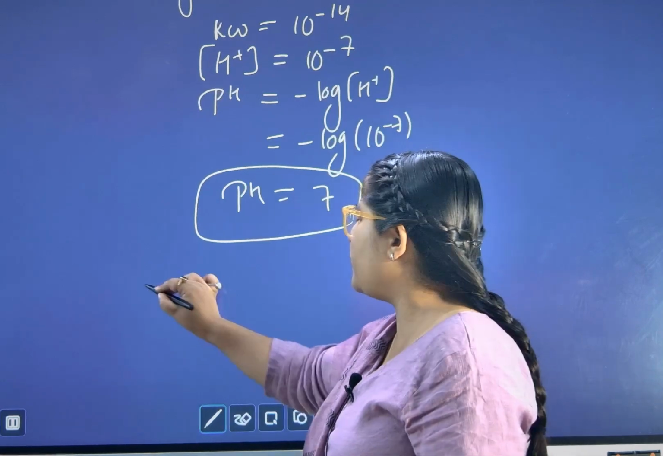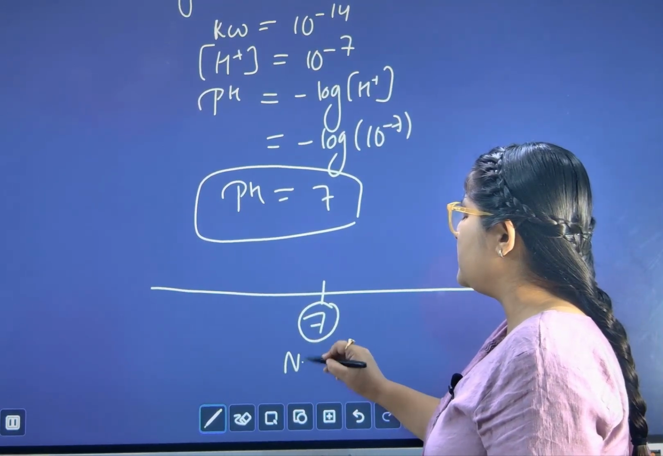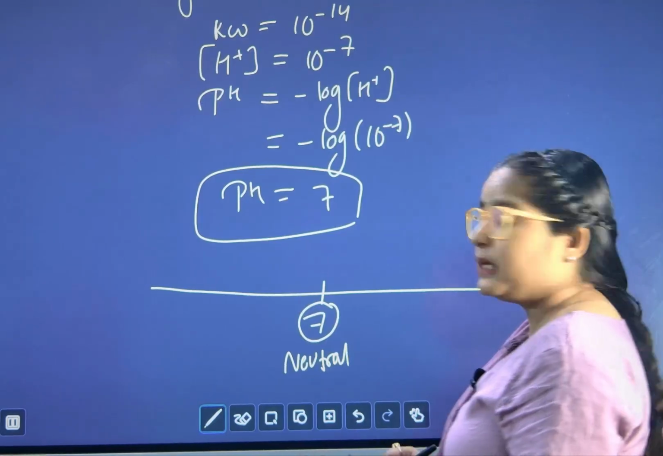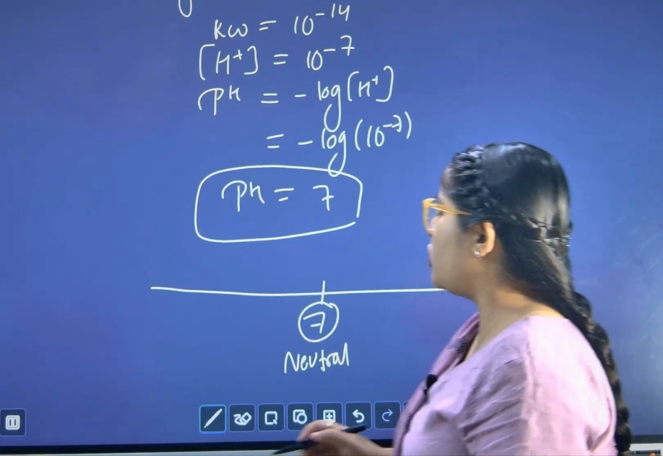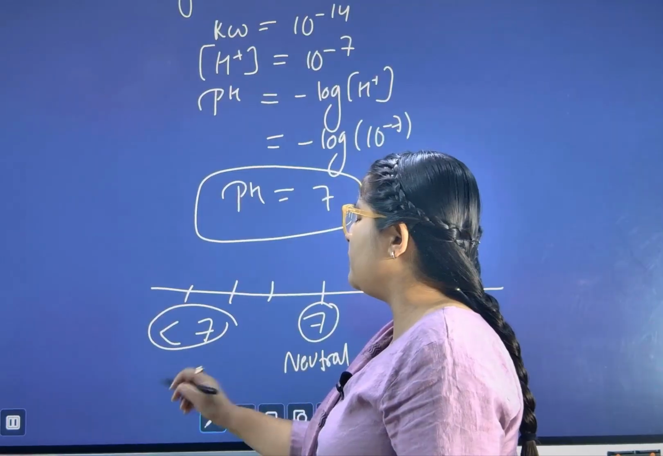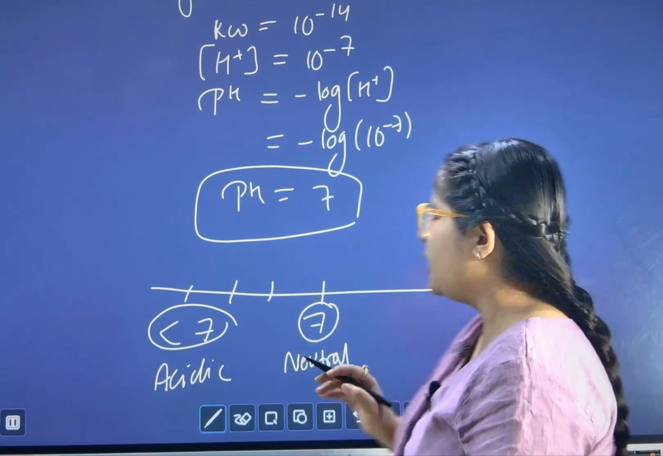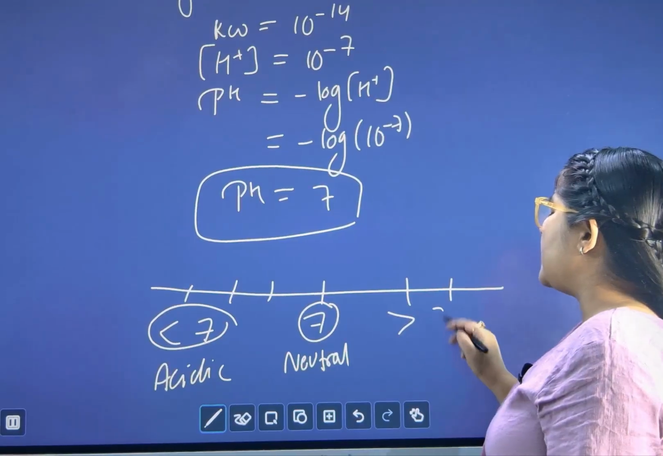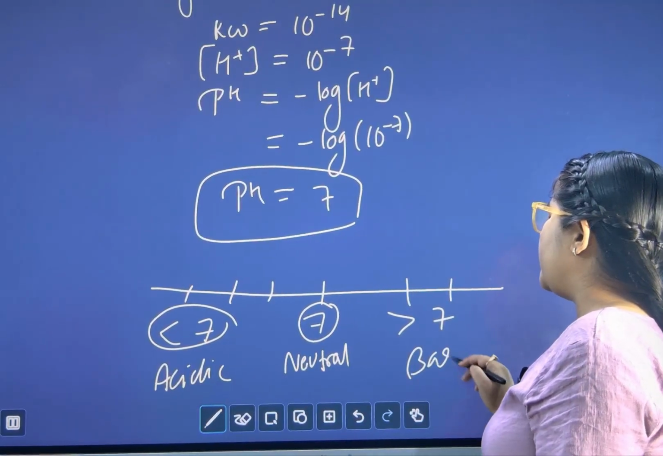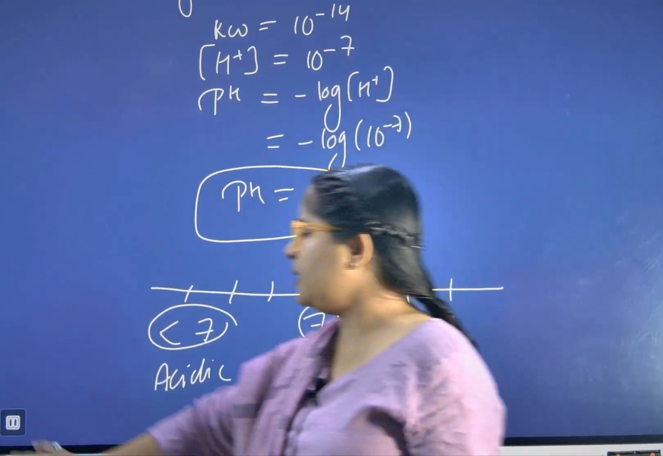So at 25 degrees centigrade, the pH of water is 7. If I am drawing a pH scale here, 7 is our neutral point. If it is less than 7, I will say it is acidic in nature. In childhood we have studied this, right? pH more than 7 means it is basic in nature. Clear? Okay.